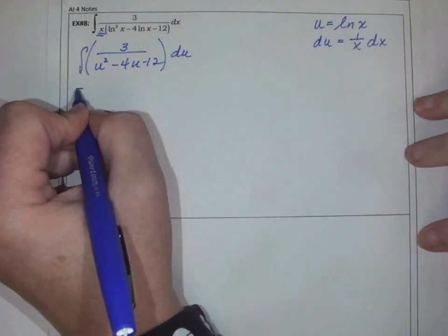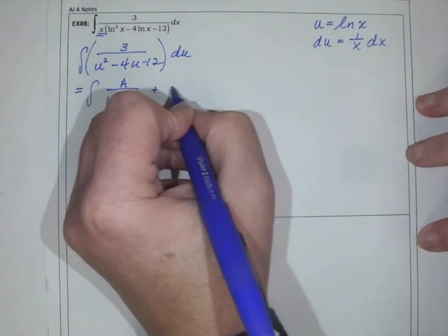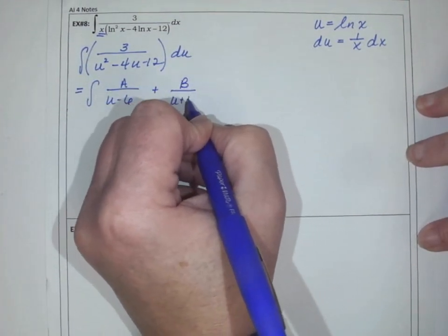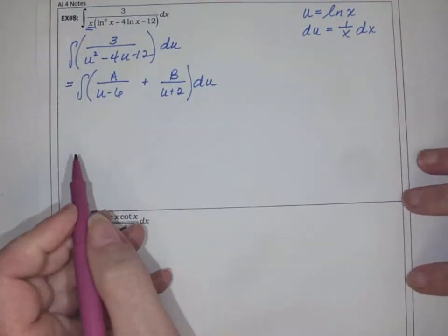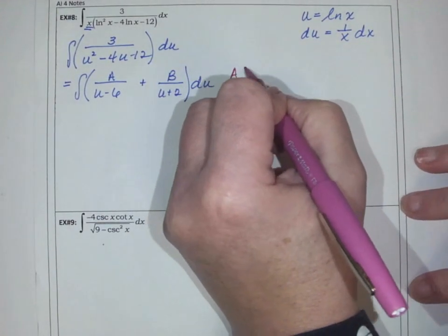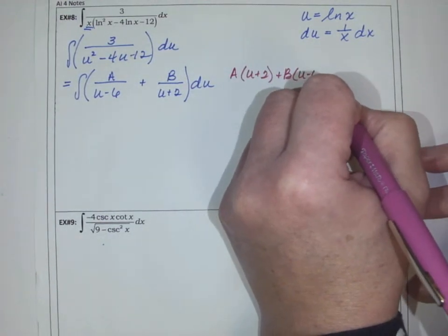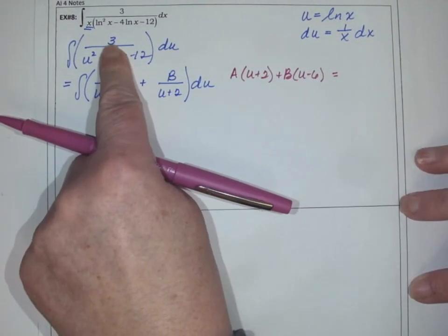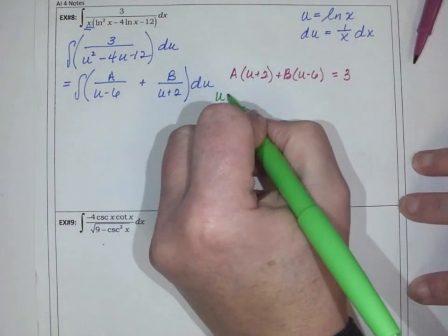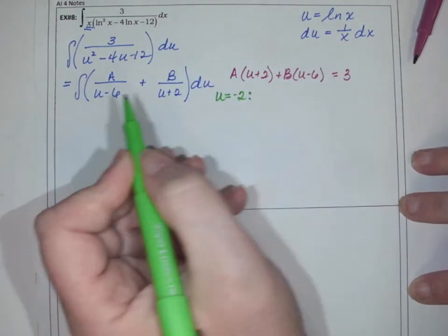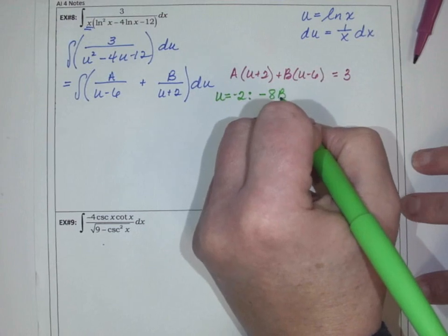So I'm going to rewrite this as the integral of a over u minus 6 plus b over u plus 2 du. And then I'm going to set up my equation, so I'll do it over here. So a times u plus 2 plus b times u minus 6 is equal to our numerator up here, which was 3. So if I let u equal negative 2, then I would get negative 2 minus 6 is negative 8b.